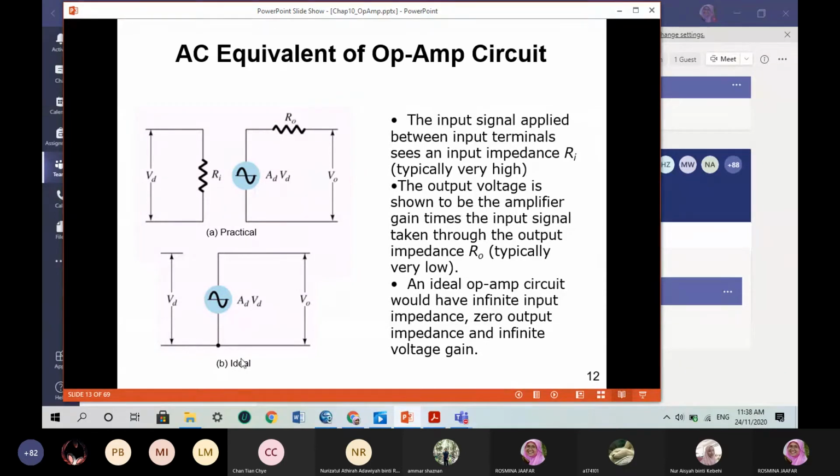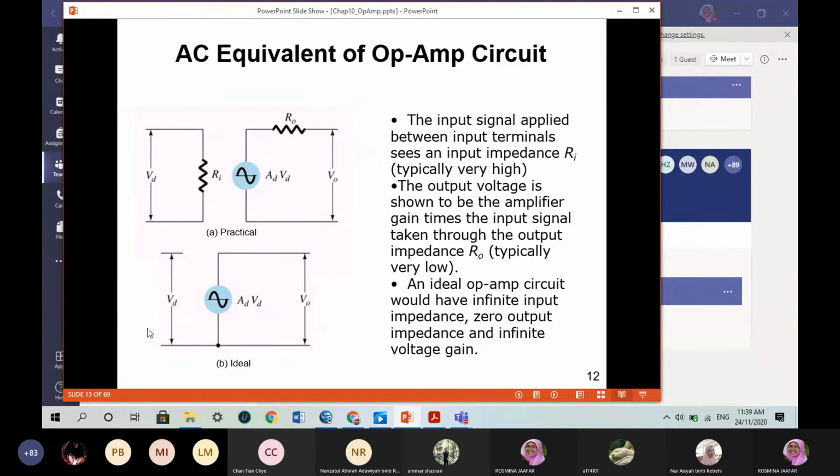But the ideal situation is that you will have the differential voltage Vd here. The resistance at the input side will be very large because an ideal op-amp has infinite impedance. Therefore, it is like an open circuit, because of high input impedance. And at the output side, RO is very small, as if there is no resistance.